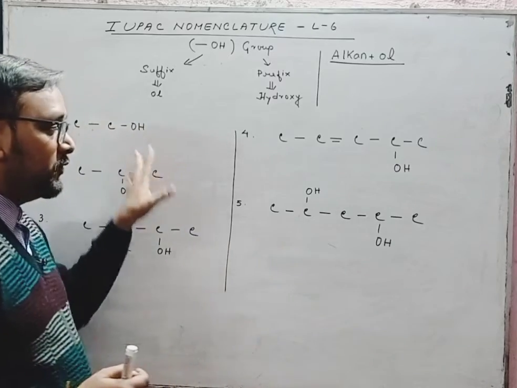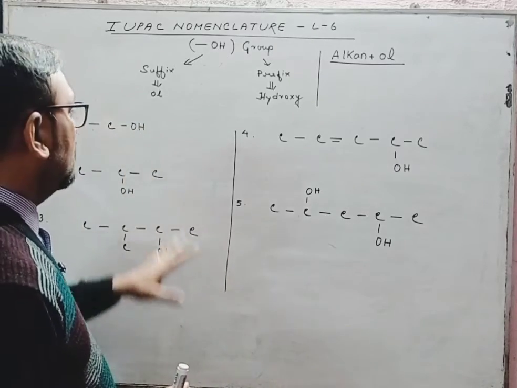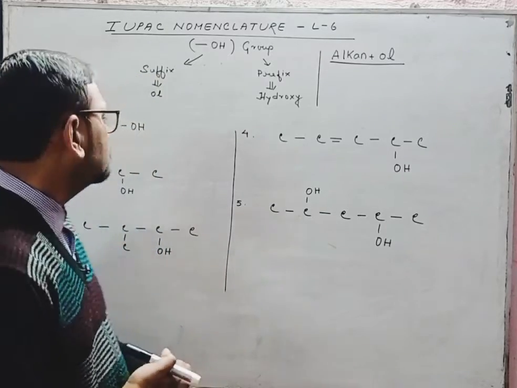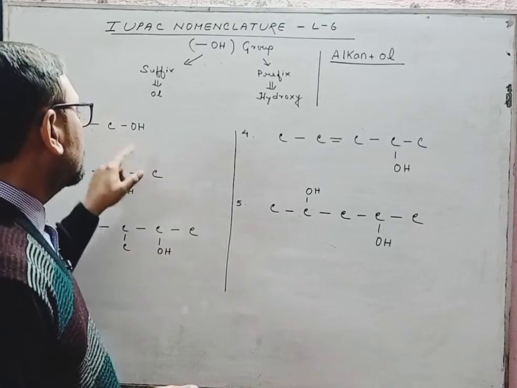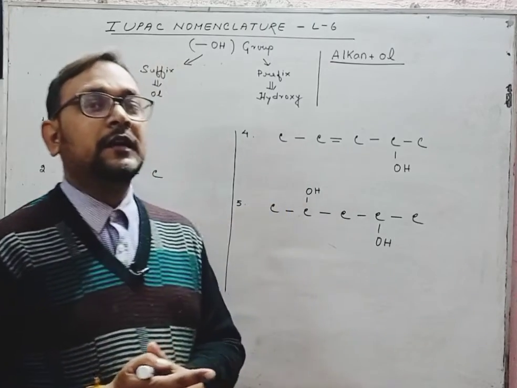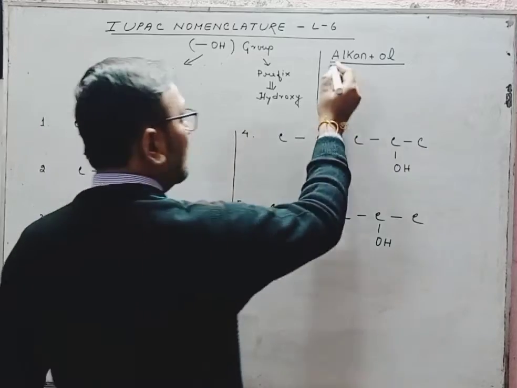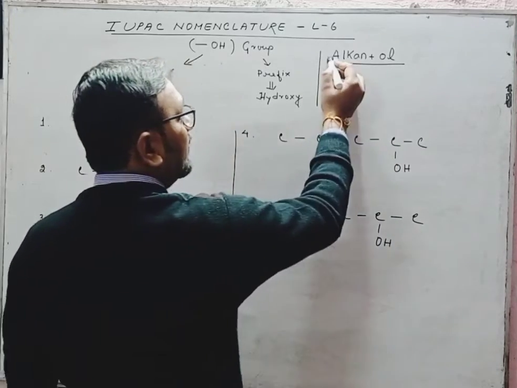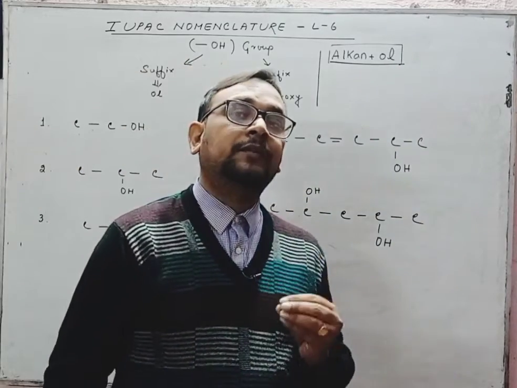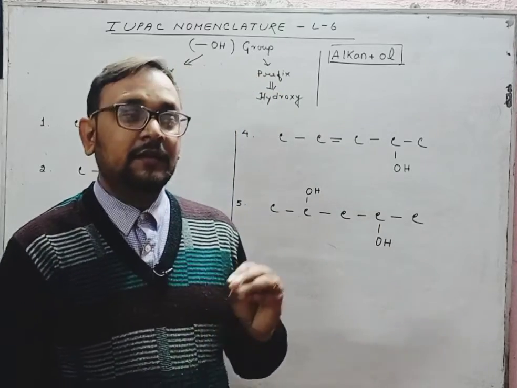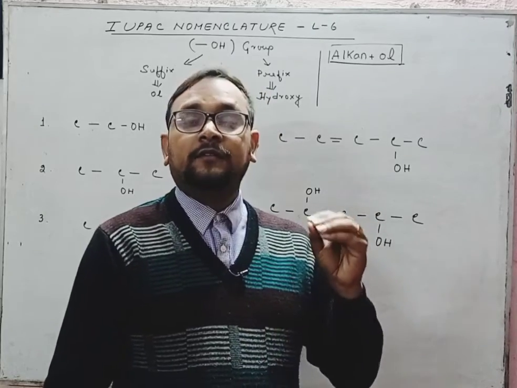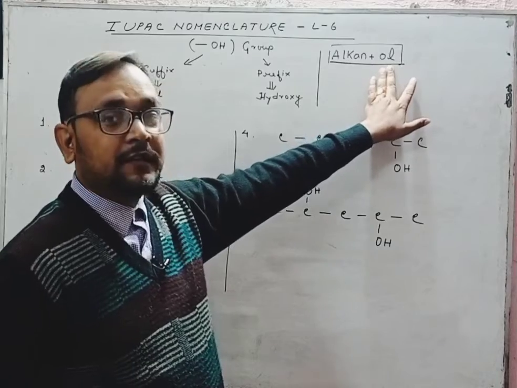I don't want to make the video lengthy, so I have written the examples already, so that we can discuss them within a short period of time. Here you can see one OH, one OH, one OH. For this type of compound we use the format alkane plus ol. We are going to drop the E of the alkane. If it is methane, we drop the E at the end, and we add the secondary suffix.